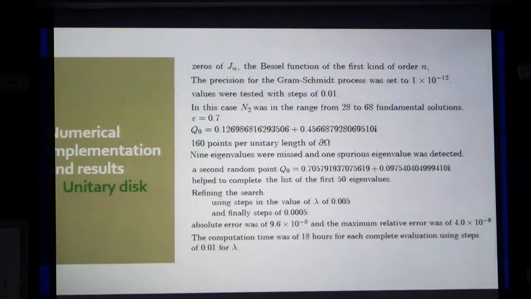So in some cases, some of them are missed. Then changing to another arbitrary point will help to get them. And in some cases, they don't appear until you use a shorter step for looking for these eigenvalues. So here, since I'm using higher precision, I obtained some absolute or relative error in the order of 10 to the minus 8 or 10 to the minus 9.